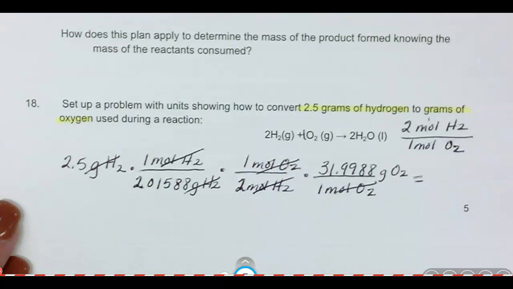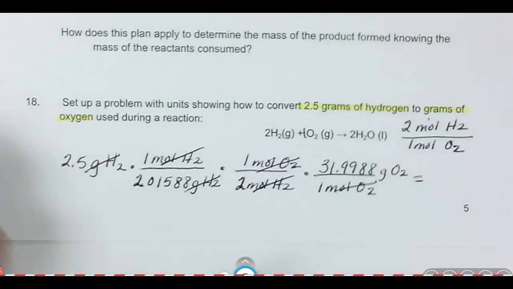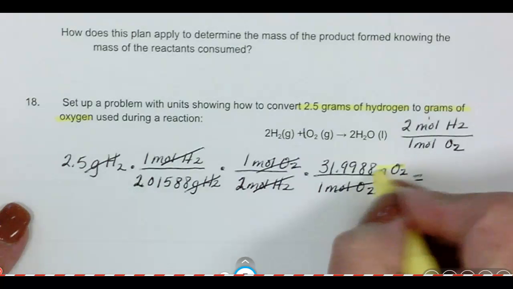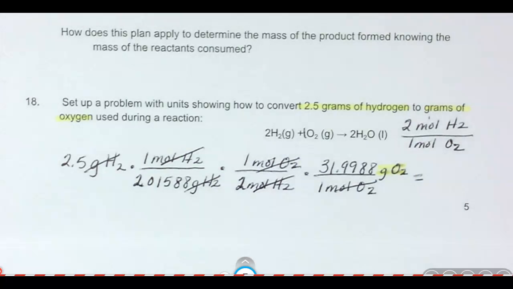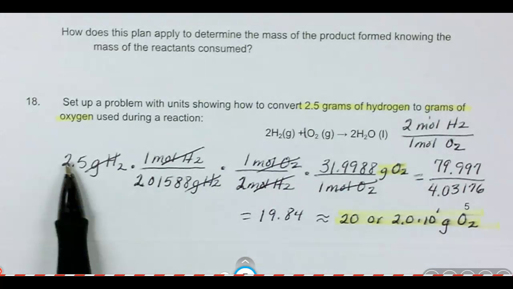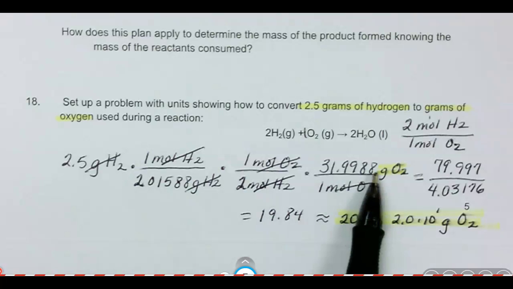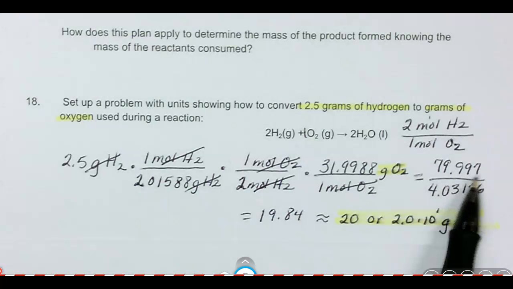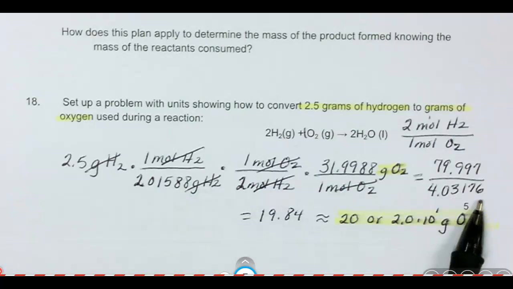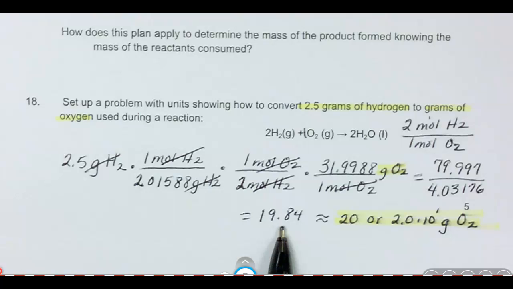Okay. So again, we have made sure everything is canceled. The only thing unit wise that is left is our grams of oxygen. The rest is now to do our calculation. Okay, and do double check my numbers. Don't assume that I am correct on there, but we're going to multiply our numerators, 79.997. We're going to multiply our denominators, 4.03176. Then we're going to divide those out and get 19.84 is what I got.